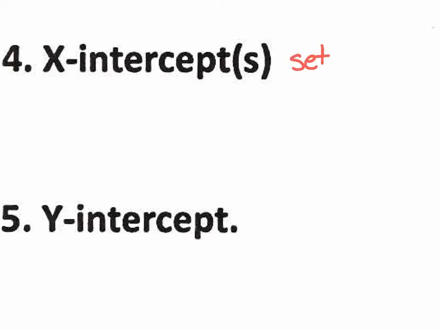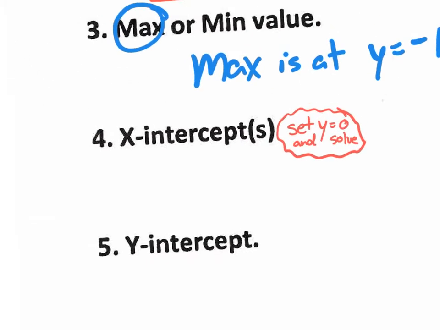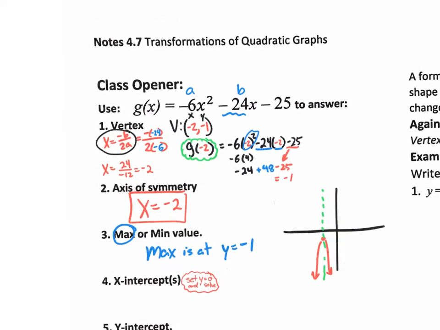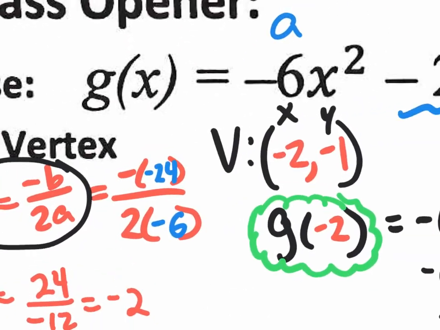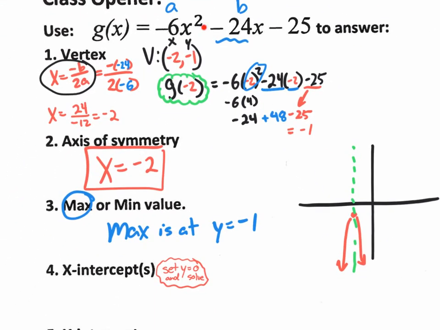Anybody? Set y equal to 0. That's right. Set y equal to 0 and solve. That's how to do it. How do you find the x-intercept? You set y equal to 0 and solve. So what would that mean with regards to this equation? Well, the g of x, that's your y. So what we're going to do is rewrite this whole thing and set it equal to 0.